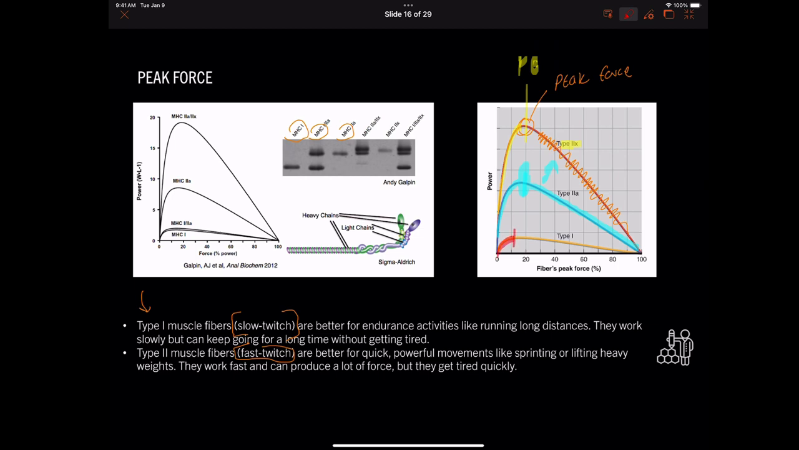That's its peak force right there. It doesn't produce a lot of force compared to what 2X does. But if you look at how it fatigues, it's a very slow burn. It takes a lot for these fibers to fatigue.